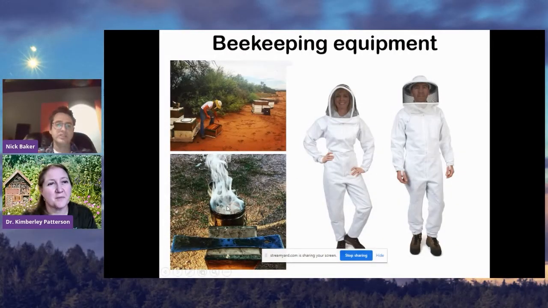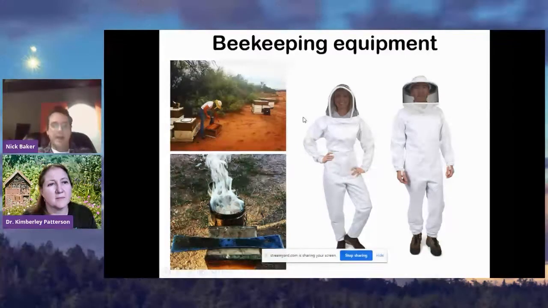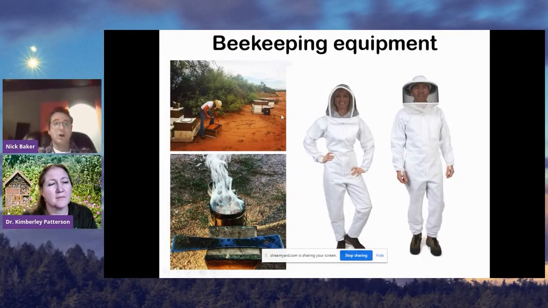Down here, we can see the smoker and a hive tool. So we use smoke to help calm the bees down. This actually gets them to start engorging on food within the combs. And that kind of brings them back in the colony and just keeps them calm a little bit.